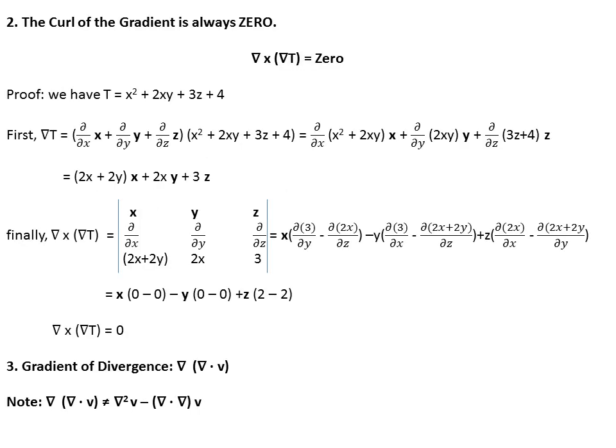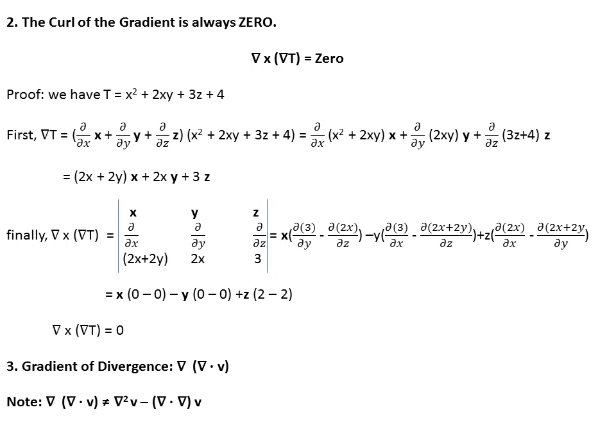Second, the curl of gradient is always 0. In expression form, del cross del t is equal to 0. So we take an example, t is equal to x square plus 2xy plus 3z plus 4. First we take del t. Del t is equal to del by del x plus del by del y plus del by del z, in bracket x square plus 2xy plus 3z plus 4.